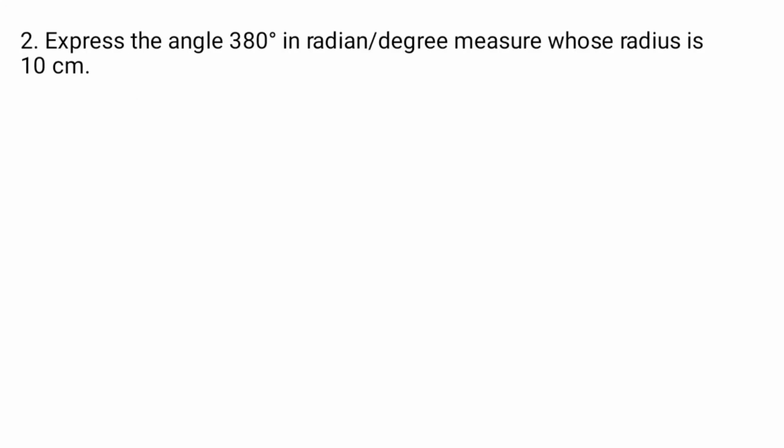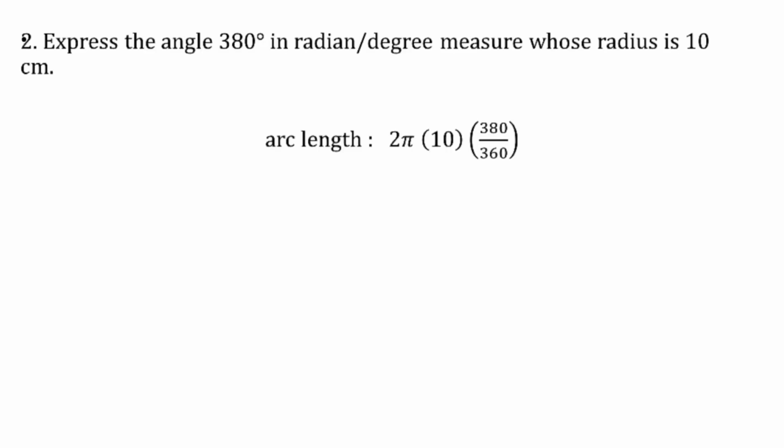Number 2, express the angle 280 degrees in radian measure whose radius is 10 cm. So arc length is 2 pi times 10 times 280 over 360. We have 7600 pi over 360. By dividing it, we get 21.11 cm.